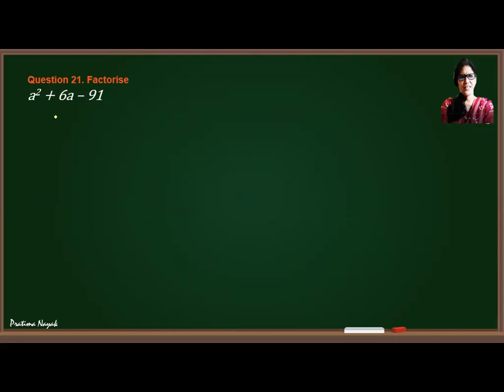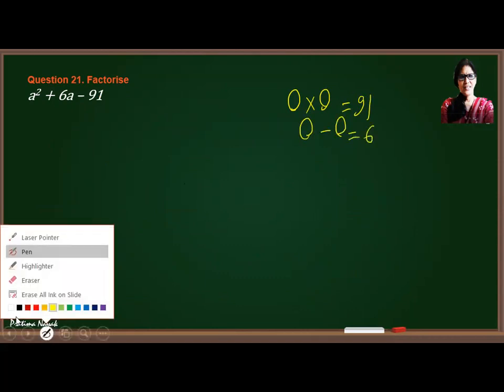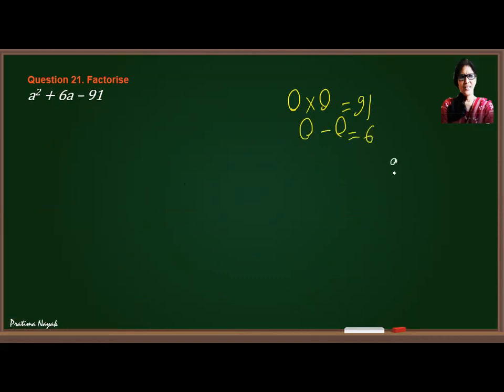Now, a square plus 6a minus 91. Think of two numbers whose multiplication is 91 and subtraction is 6. It is very simple. Why? Because 91 is in the table of 13. 13 times 7 is 91, and 13 minus 7 is 6.